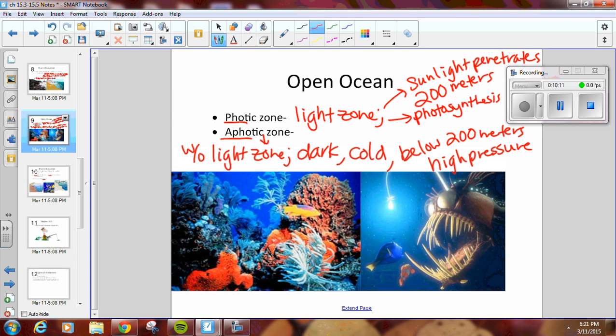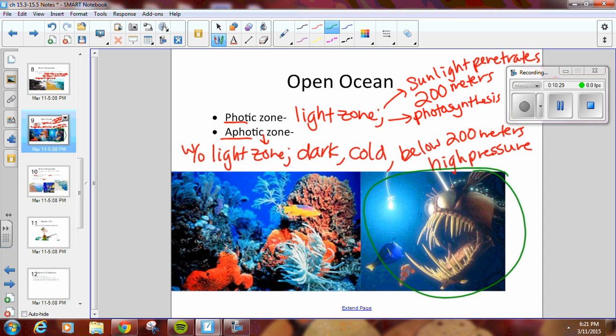So if we look at our picture over here on the right, you have an anglerfish in this picture. In this case, it's an example from Finding Nemo. Now with this anglerfish, it is built for the dark. Okay, it has the little light to attract other fish so that it winds up getting food.